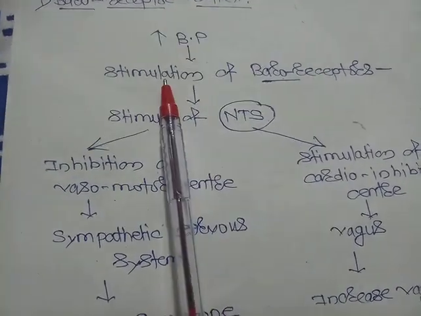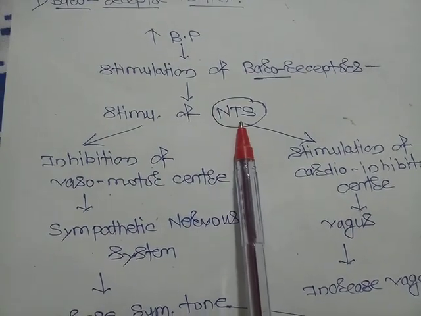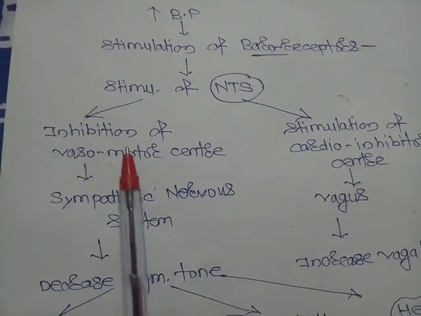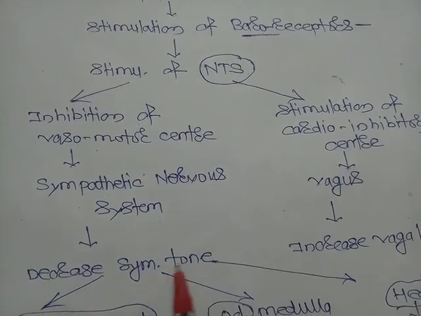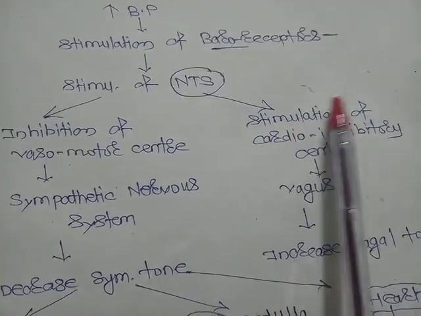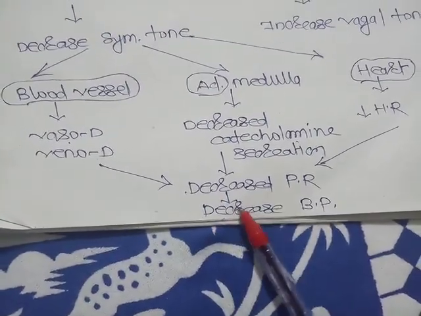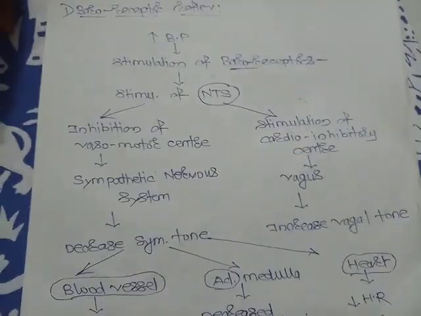So basically, when there is an increase in the blood pressure, the baroreceptor comes into action, it sends impulses to the nucleus tractus solitarius, inhibition of the vasomotor center decreases sympathetic tone, stimulation of the cardioinhibitory center increases vagal tone, and ultimately there is a decrease in the blood pressure. So this is the baroreceptor reflex.